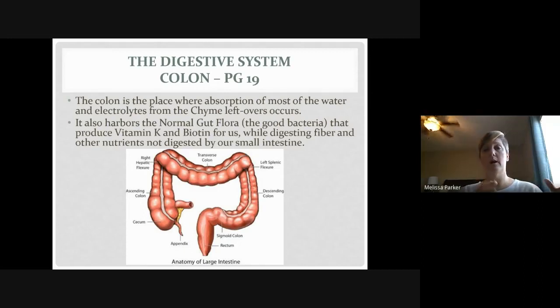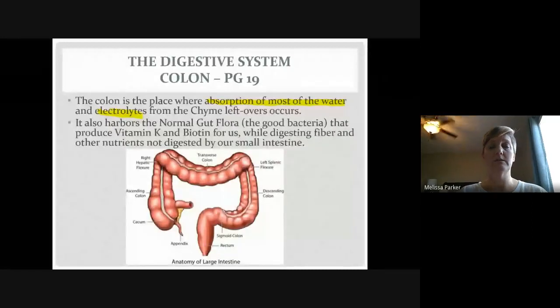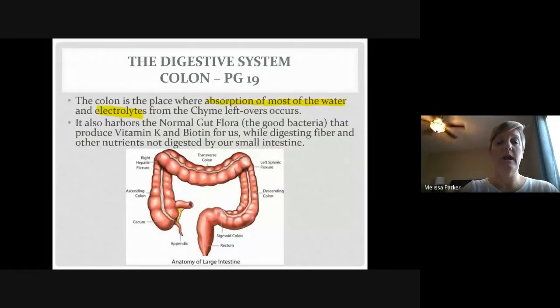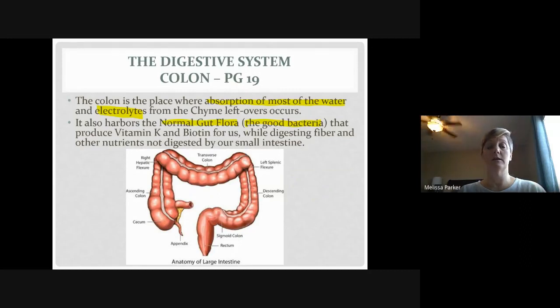It's important for you to know where things are being broken down in the different parts of our intestines. So we talked about our duodenum, our jejunum, our ileum. Now we're talking about our colon. This is where most of our water and also our electrolytes are going to be absorbed. Also, we have our normal gut flora, that good bacteria that's in there. Remember, we talked about how we can't break down things that have cellulose, right? We rely on that good bacteria. That's where that good bacteria lives. So we feed the bacteria the cellulose, and then it creates things like vitamin K and biotin for us.